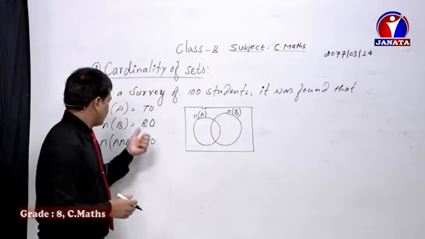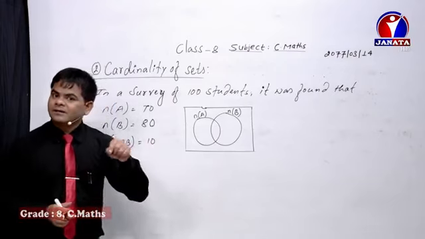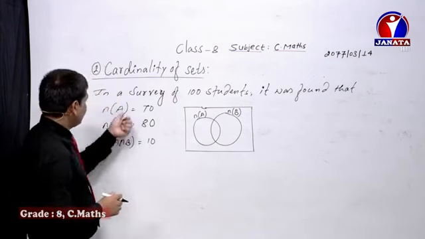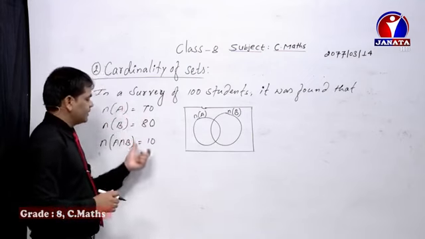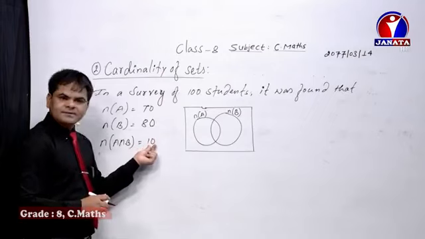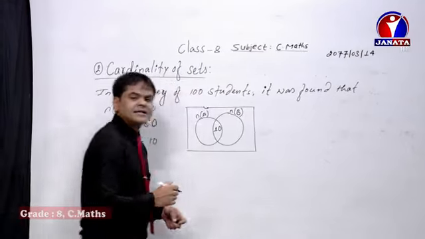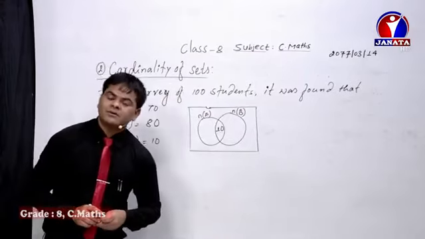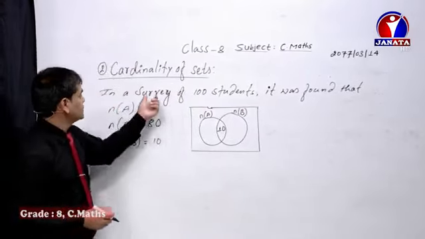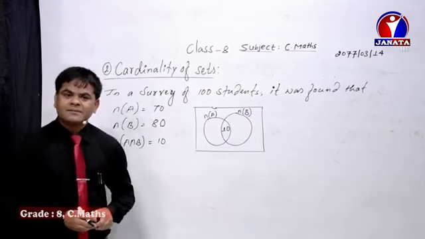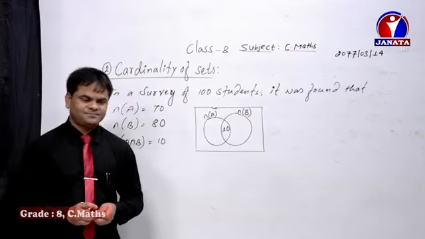Now the idea of keeping all this information is the same as in elements of sets. First of all, we try to keep the value of the intersected place. So what is the value of the intersected place? If you see here, the value is 10. So let's keep this 10 in the middle. It means these are the number of students who like to have both the fruits, as per this question.